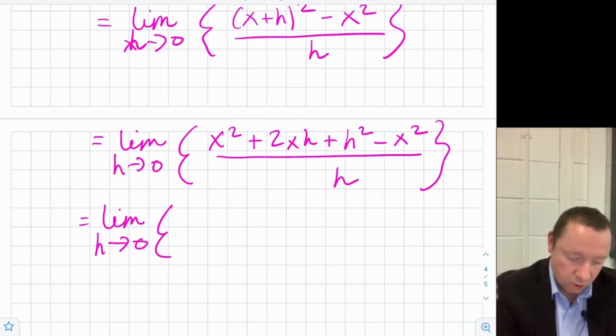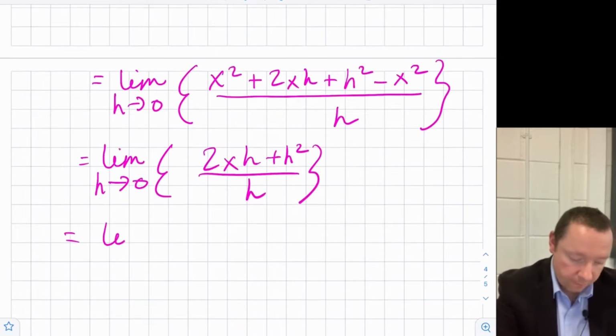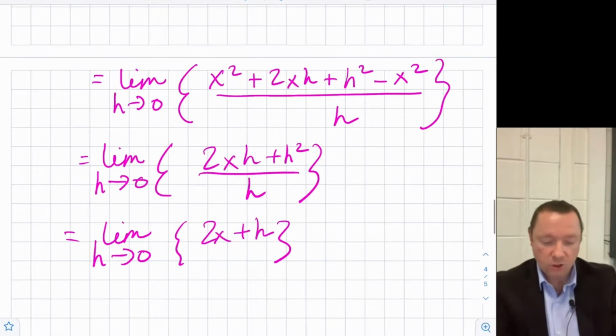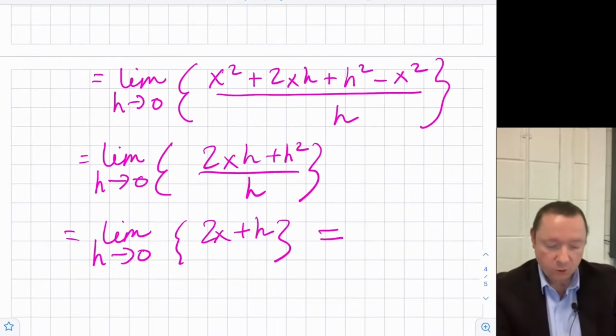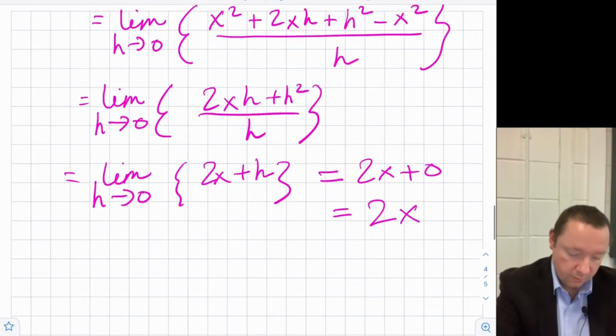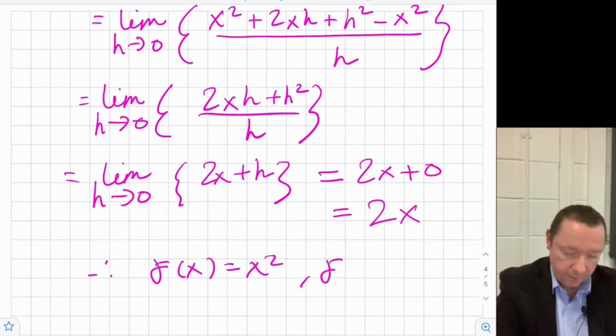X squareds cancel, so we get 2xh plus h squared over h, which is the limit as h goes to 0. Dividing through by h then, we get 2x plus h. So as h goes to 0 though, that means we'll have 2x plus nothing, which is just equal to 2x. Therefore, if f of x equals x squared, the differential is 2x.